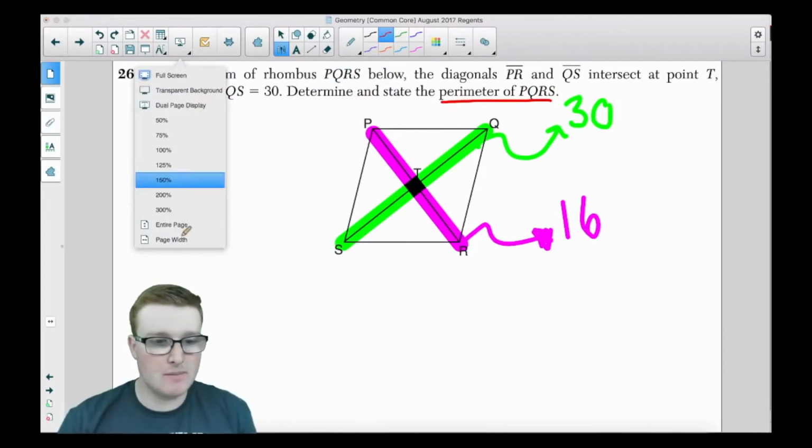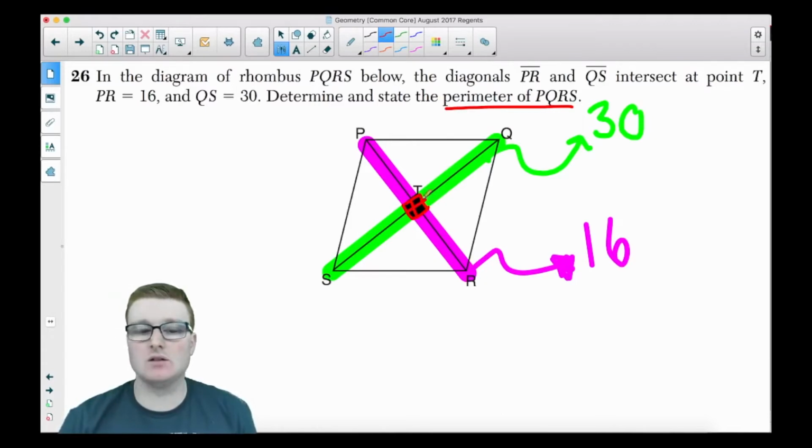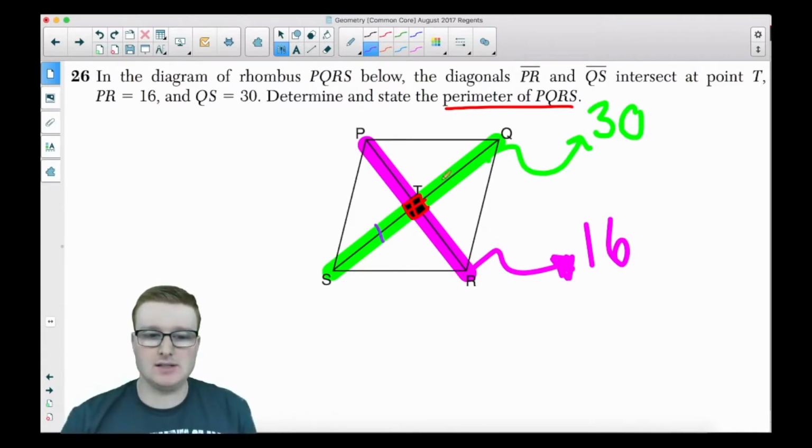So what you need to remember about a rhombus is that the diagonals form right angles in the middle because they're perpendicular to each other. So what does that tell you? It tells me that there are 4 right triangles here. 1, 2, 3, 4. In addition, the diagonals bisect each other. So this is congruent to this, and this is congruent to this. If this whole length is 16, that means this is 8 and 8. And if this whole length is 30, that means this is 15 and 15.